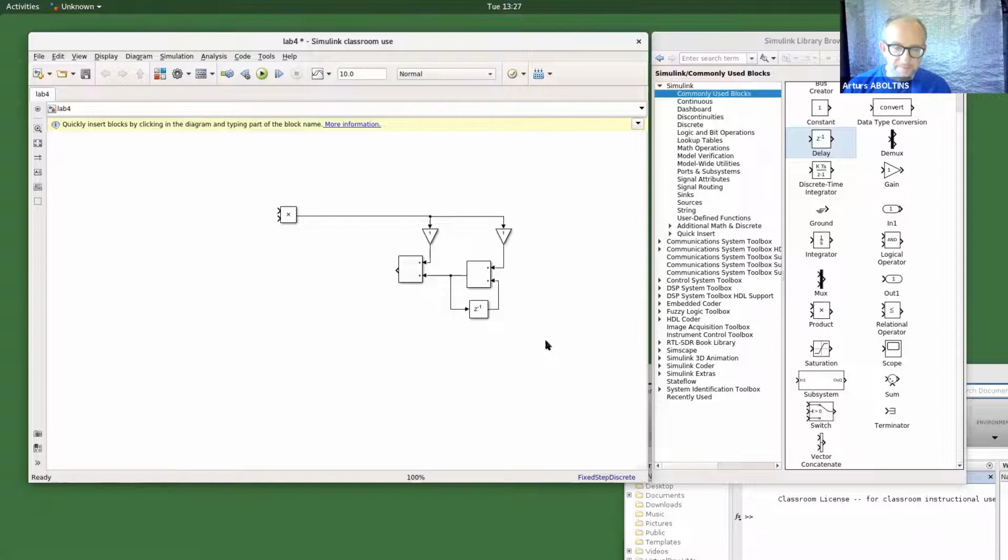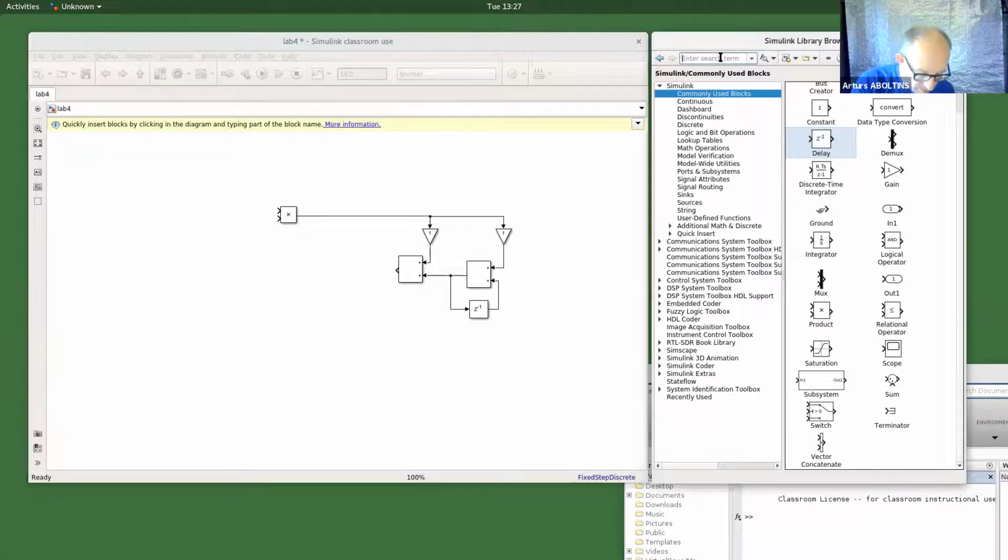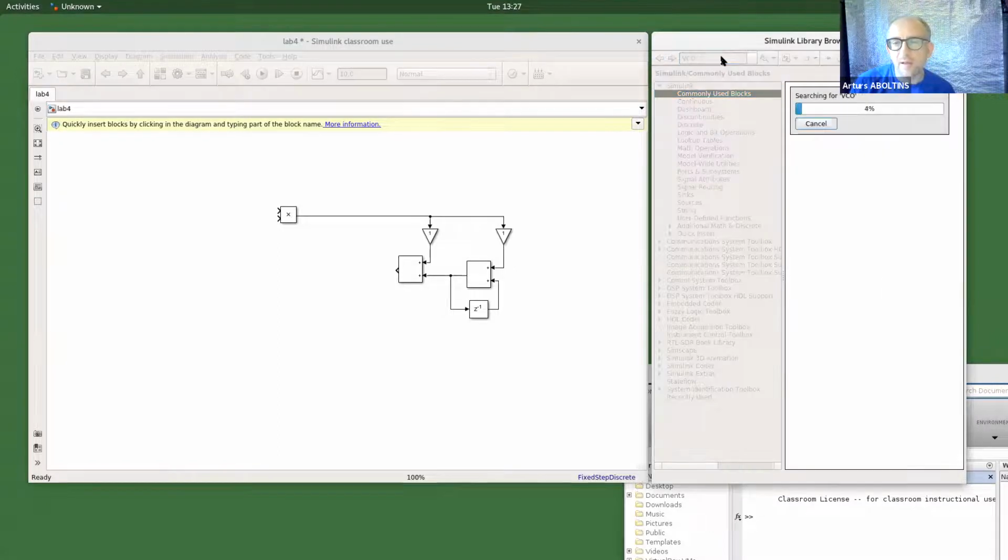And next, the signal goes to this voltage controlled oscillator. Here I just look for the discrete-time VCO. I will just enter VCO here. It comes from the DSP library.